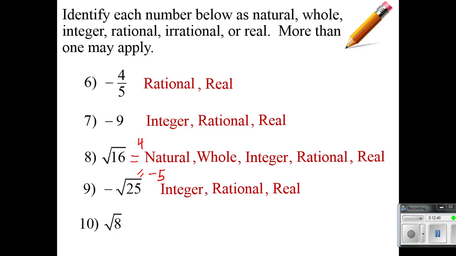The square root of 8 is a number that probably doesn't repeat. I'm just going to put it in my calculator here real quick and see what I get. It's approximately 2.828427. It doesn't look like it repeats. It doesn't look like it terminates. So therefore, it is irrational. But remember, irrational numbers are still real numbers.